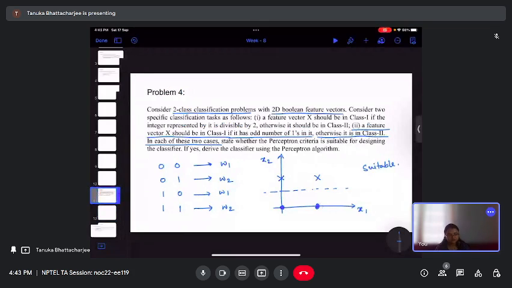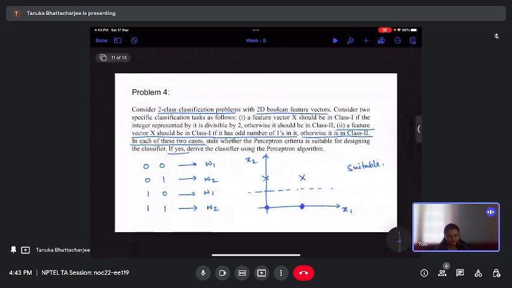Now, the last part of the question says, if it is suitable, then derive the classifier using the perceptron algorithm. So, in this first case where we have these linearly separable classes, we have to obtain the classifier, that is basically the weight vector and the bias, using the perceptron algorithm. So, let us look into that.